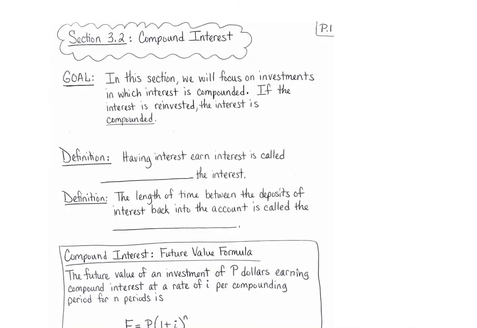Hi, let's talk about compound interest. That's what section 3.2 is all about. In this section, we're going to focus on investments in which interest is compounded. In other words, the interest is reinvested. Having interest earn interest is called compounding the interest.